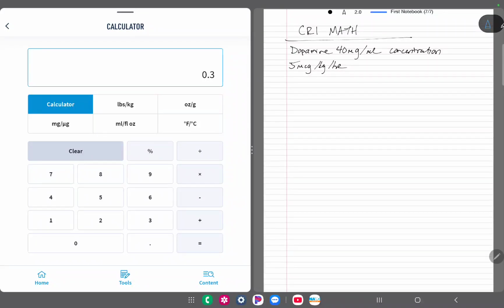Hello, we're going to talk about CRI math when it's no longer just one patient that we're making this up for. We are going to make this up for multiple patients, or any patient, is how you should look at it. More or less, you are creating a new concentration of the drug that can be run at a standard rate on any patient.